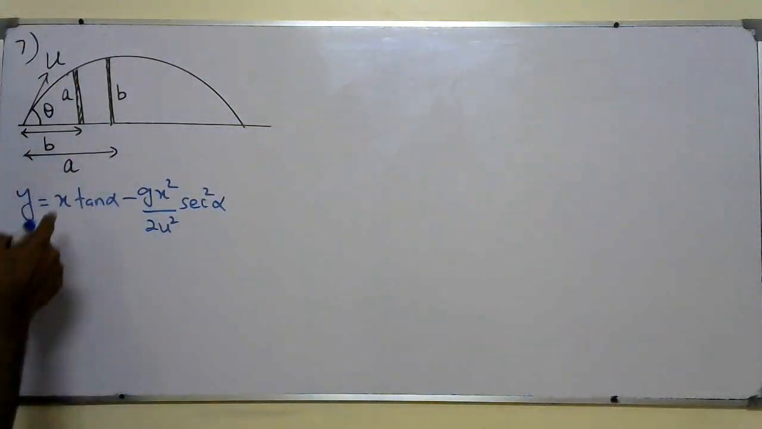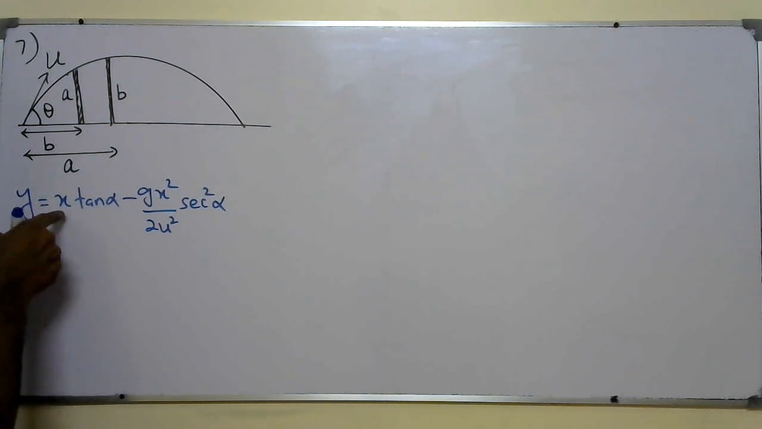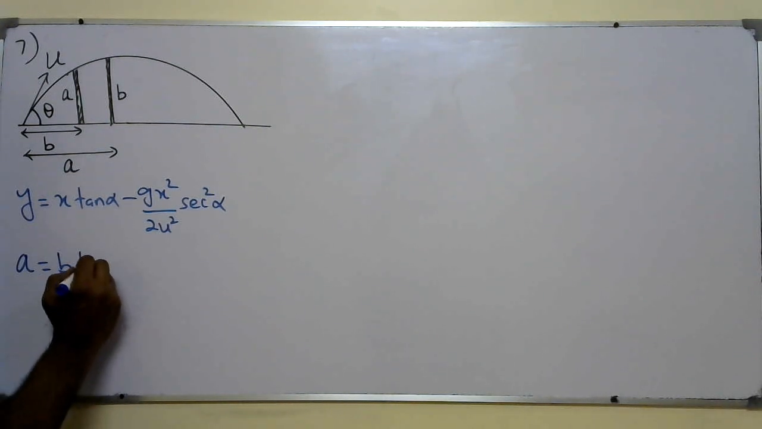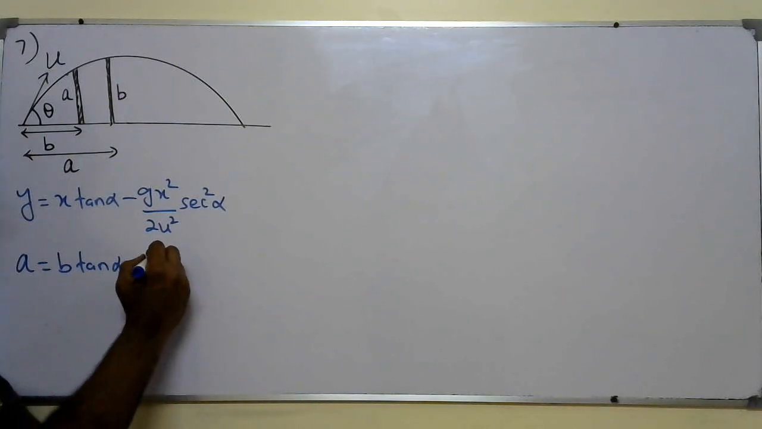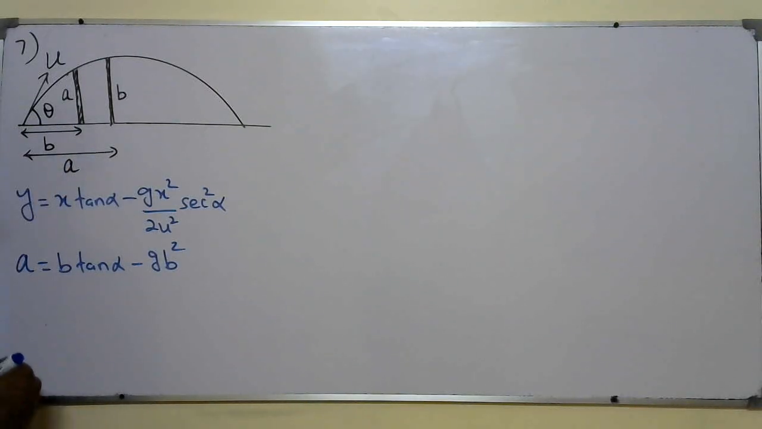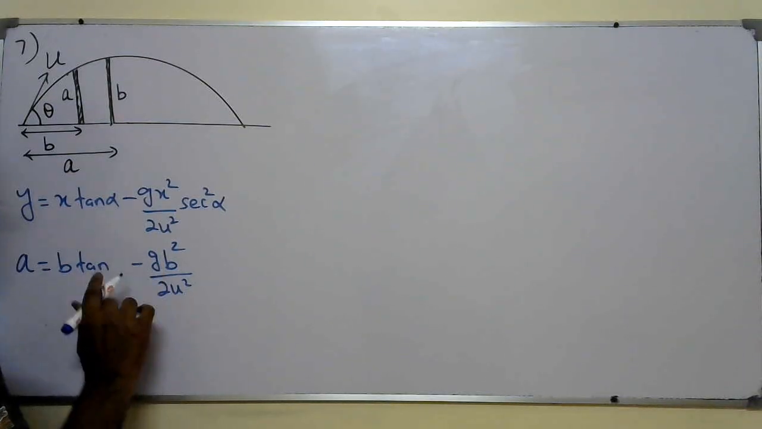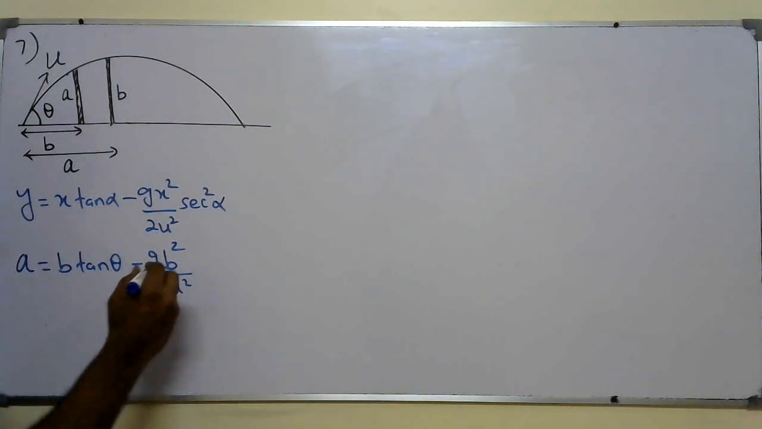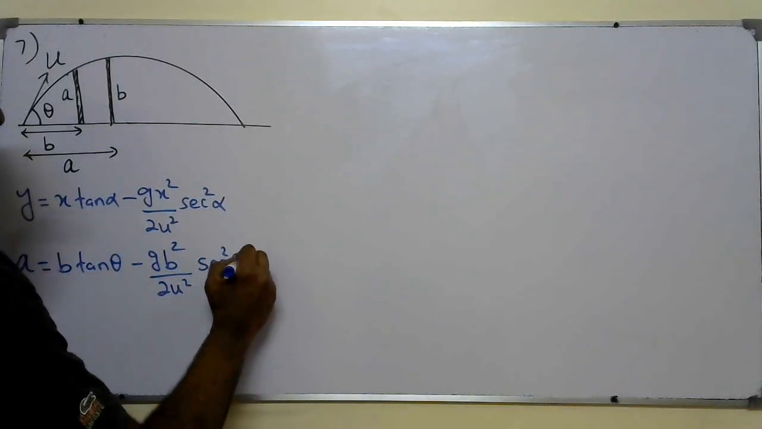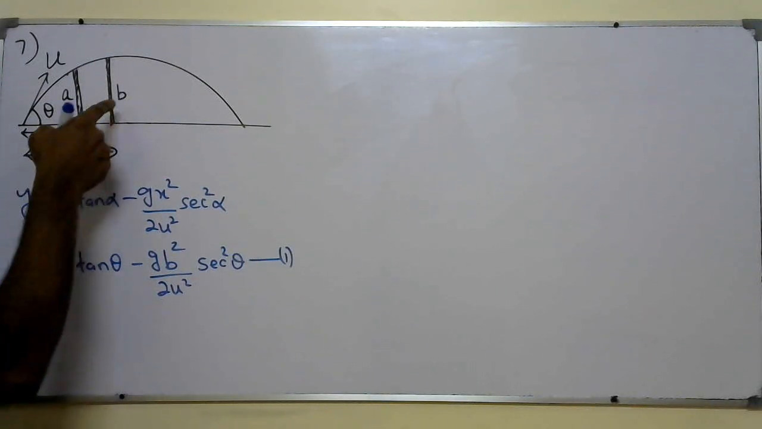For the first wall, if I write it, y will become A. A is equal to, x is B, B tan alpha minus g B squared over 2u squared. Here I will use theta, sorry, because angle of elevation is theta, sec squared theta. This is for the first wall. For the second wall, if I write it, y will become B.